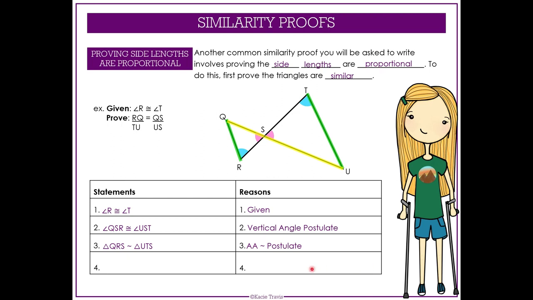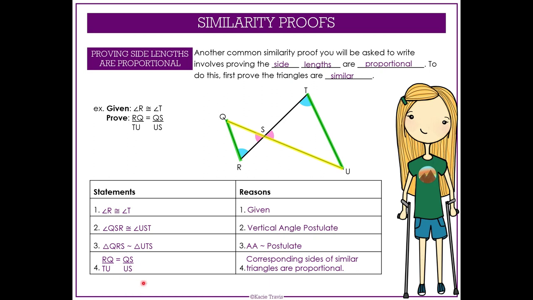Now, if you've proven that the triangles are in fact similar, this last thing that we're trying to prove will go hand in hand with that. So, this proportion works because the corresponding sides of similar triangles are proportional.